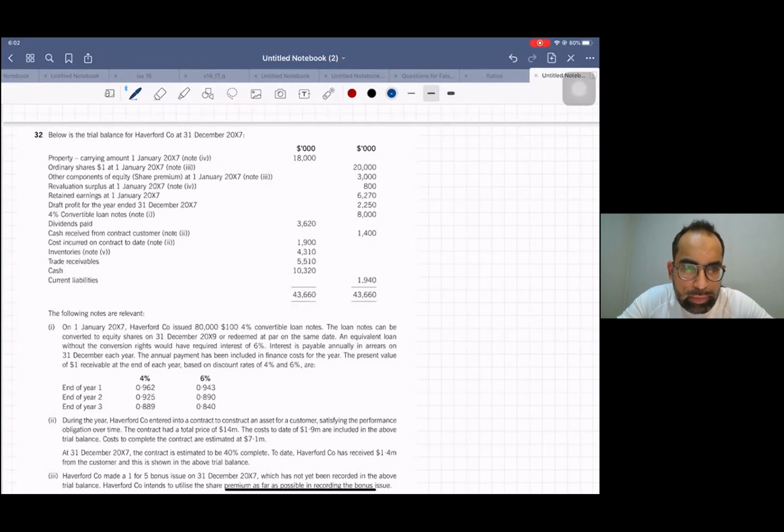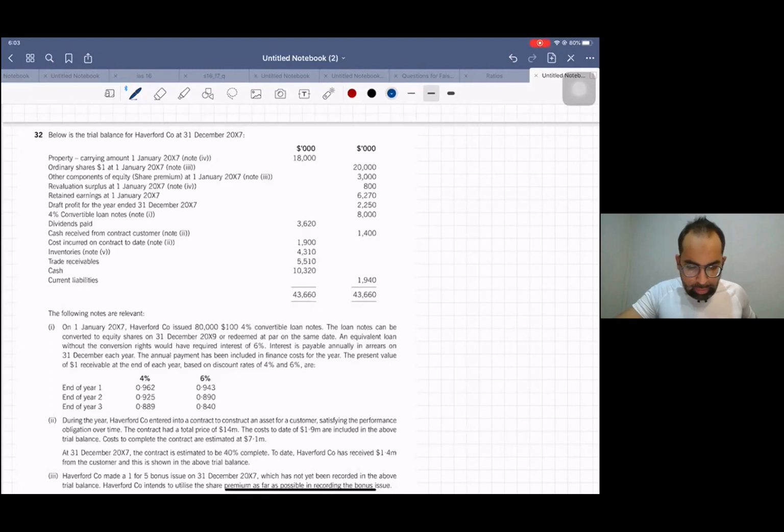Let's move on to the next question. I sent you this question already on your WhatsApp group. The name of this question is Haverford. In this question, you have to do, number one, the profit reconciliation first, then SOCI, and then SOFP, the proper statement of financial position.